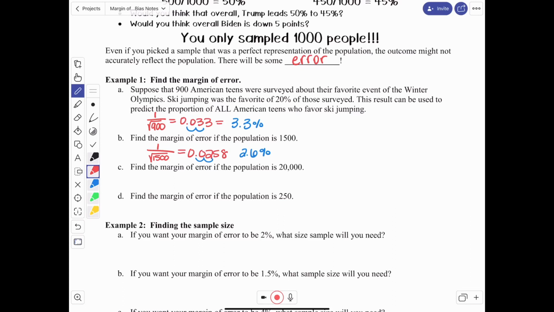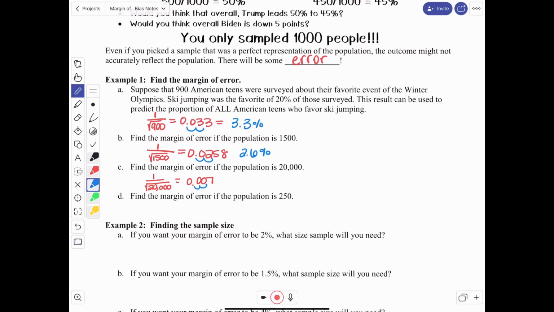And anytime you want to try this on your own, just pause the video. Find the margin of error if the population is 20,000. So we'd do 1 over the square root of 20,000. So if you want to, you can pause to make sure you're getting the right decimal. So that would be 0.007. Move your decimal 2 places.